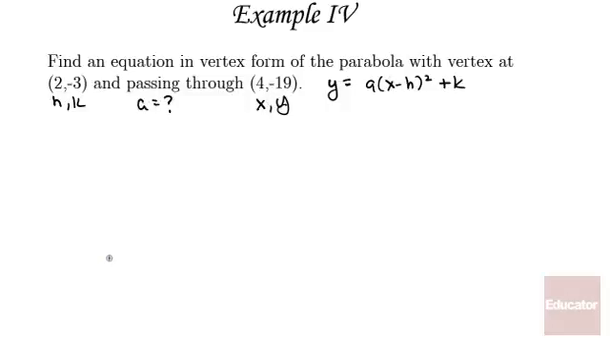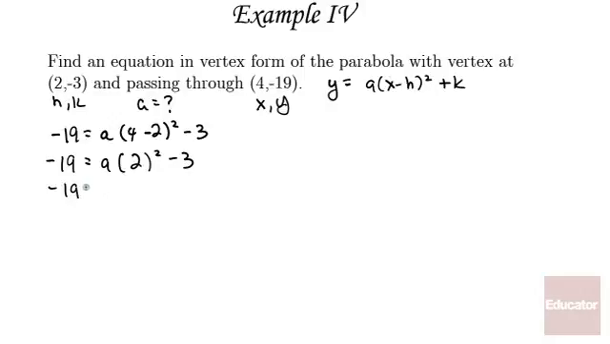I don't know what a is. That's my unknown. Well, I have y equals -19. I don't know a. x is 4. h is 2. And k is -3. Four minus 2 gives me 2 squared, minus 3. So it's -19 equals a times 4 minus 3. -19 equals 4a minus 3. So I'm going to add 3 to both sides to give me -16 equals 4a.